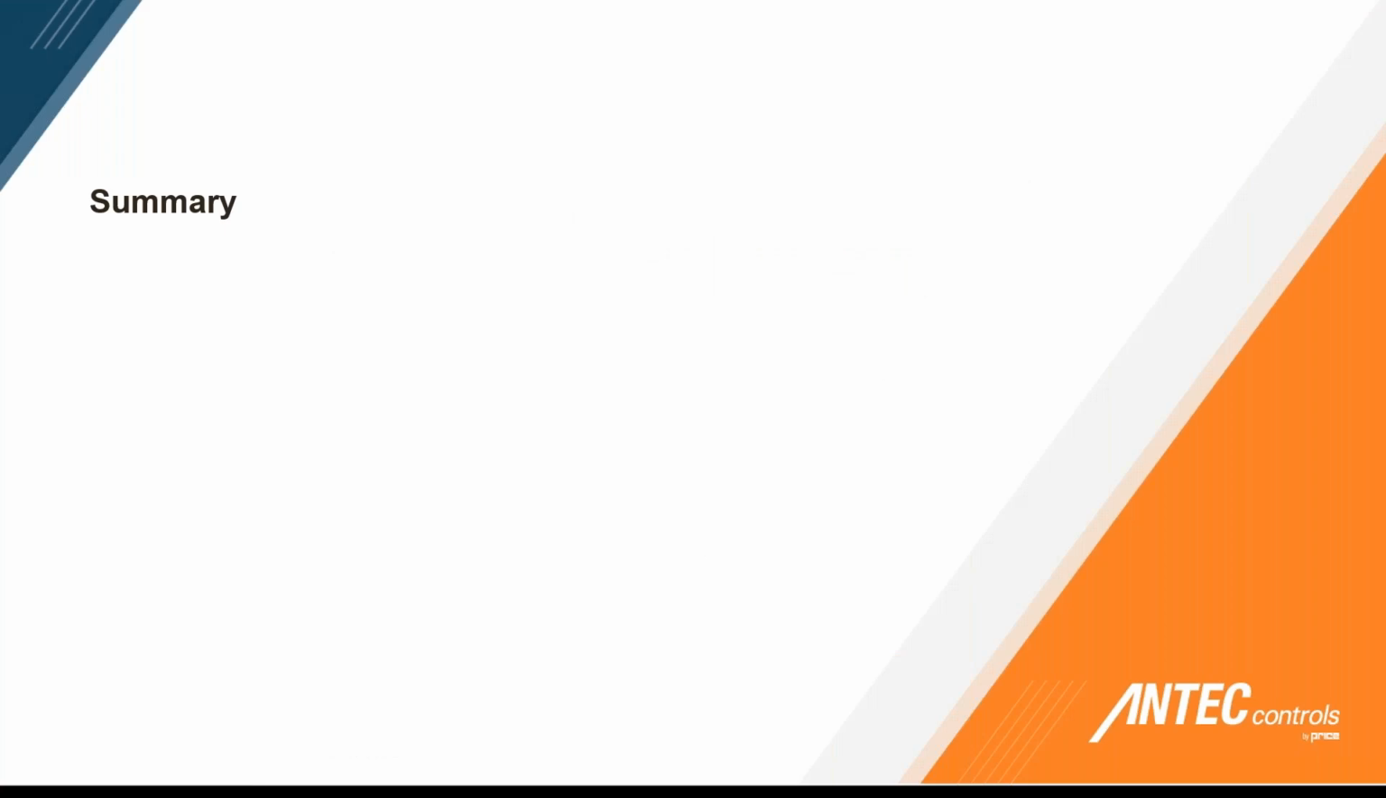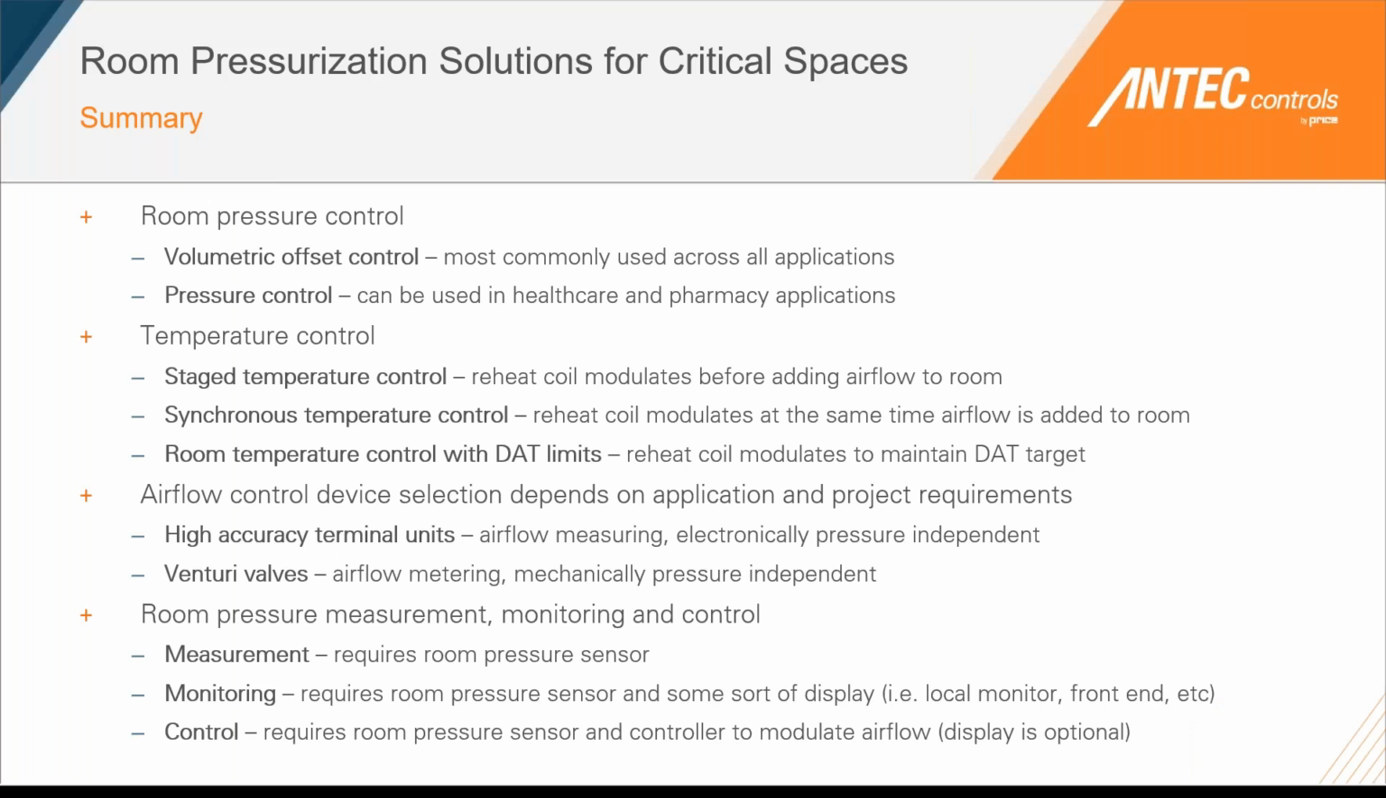So with that, that's everything to do with these room pressurization applications. We'll go ahead and enter into our summary and then open the floor to any questions. So again, with these room pressurization applications, we covered the differences in control. We talked about the differences between volumetric offset control and direct pressure control. Volumetric offset control is most commonly used in most critical space applications, whereas pressure control we typically see used more in healthcare and pharmacy applications.